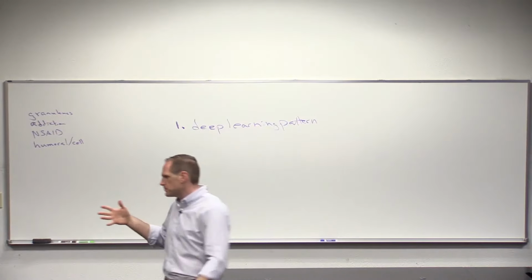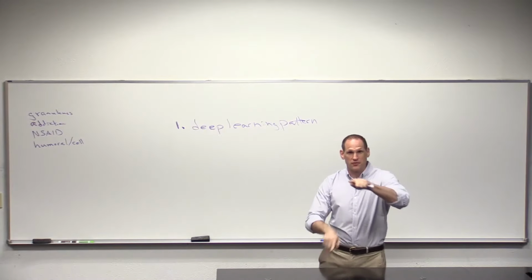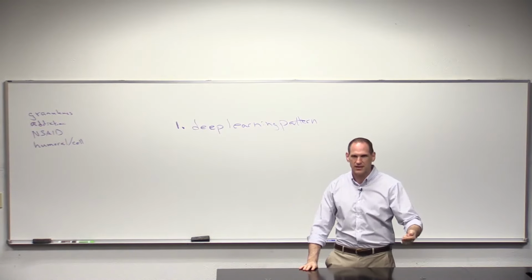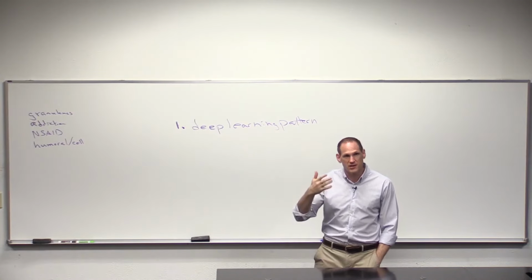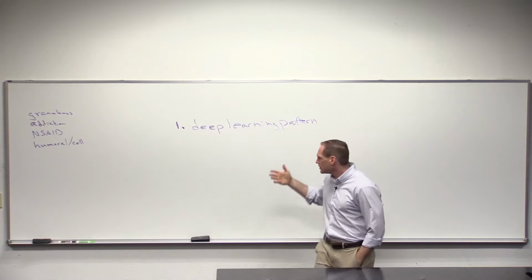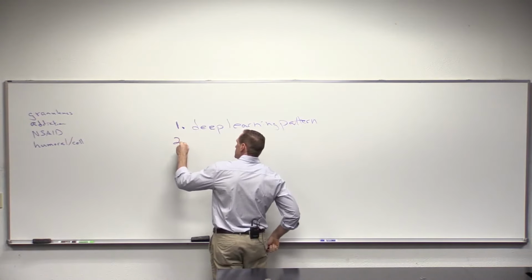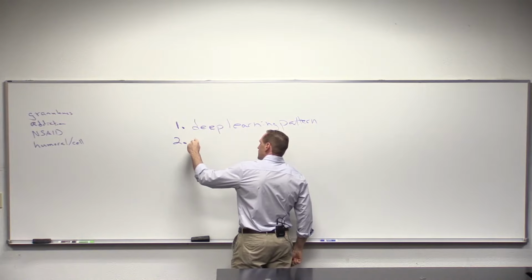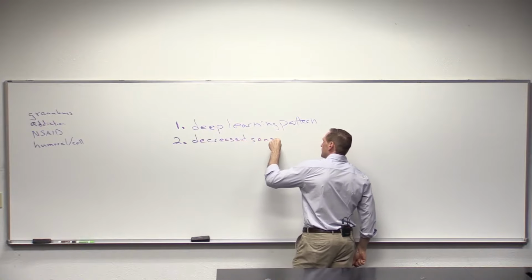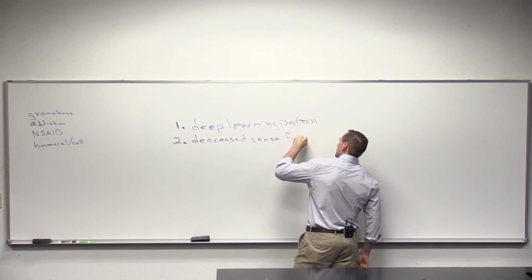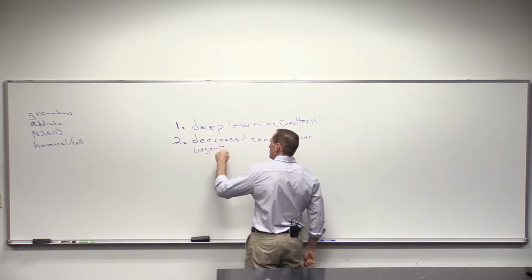So this particular idea here of this deep learning pattern that involves guilt and then making yourself good by doing the thing that made you feel bad in the first place helps to explain a lot of addictive behaviors that are not necessarily drug behaviors. So that's the first component, the deep learning pattern. The second aspect of the model is what we might call a decreased sense of future and an urgent now.